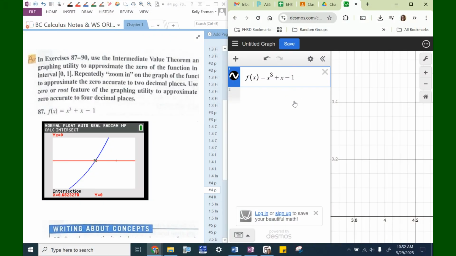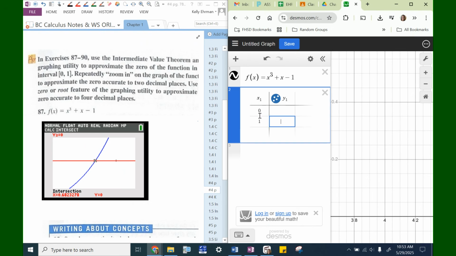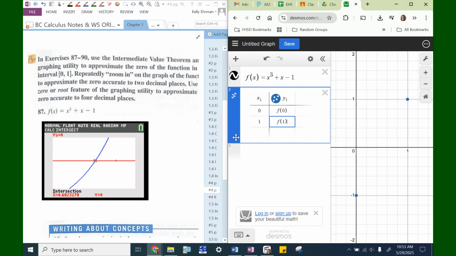The way to zoom to a specific window that I've found is to add a table, put the endpoints of the interval in, and then just say f of 0, f of 1. Once you fill in a table with 2 points, it'll zoom fit for you. So here's the scenario that we're looking at. This looks like the 0.